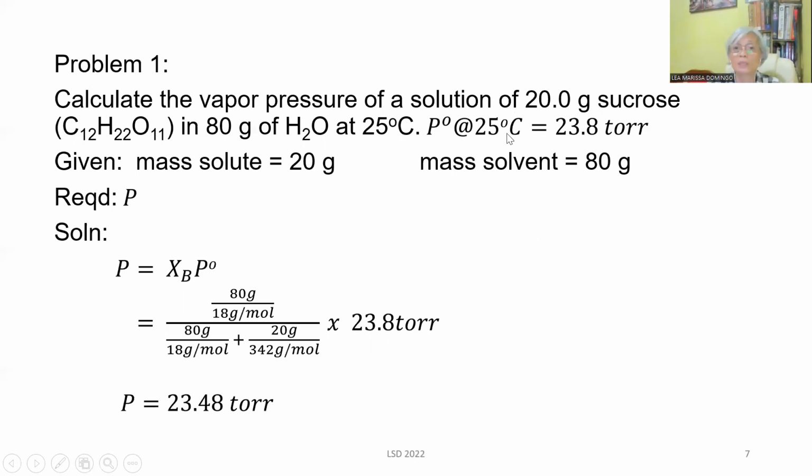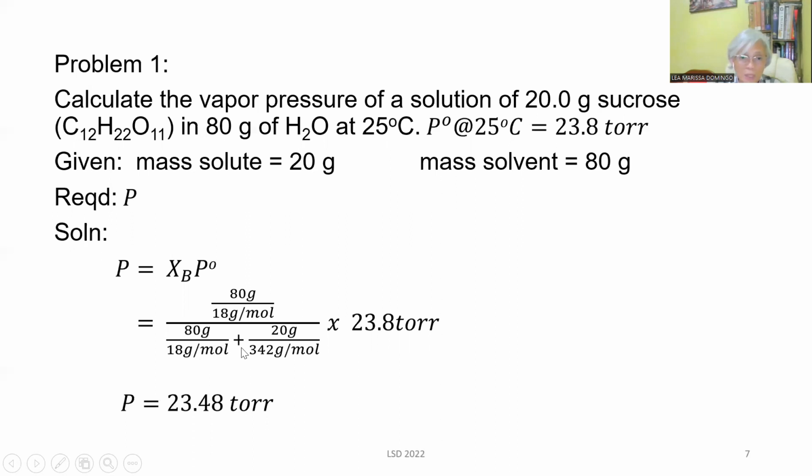So dapat ina-identify yung temperature. So abstracting the data, mass of solute is equal to 20 grams. Mass of solvent is equal to 80 grams, and we are required to solve for the vapor pressure of the solution. We know that the vapor pressure of the solution is equal to the mole fraction of the solvent times the vapor pressure of the solvent. So substituting, ano ba yung X sub B, mole fraction ng solvent. Ang solvent natin 80 grams, which is water. So 80 grams divided by 18.